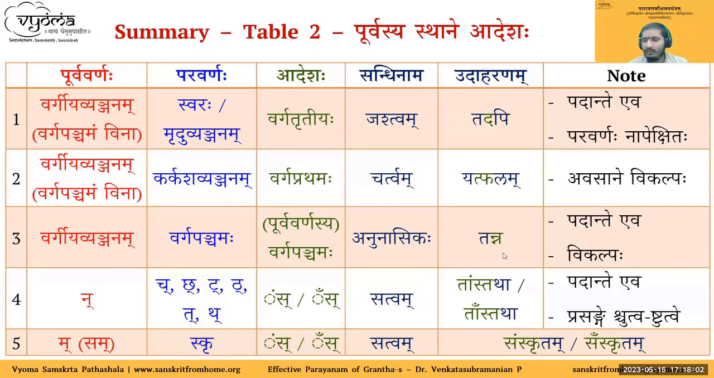So this is how the Sakara comes at the end of a pada. And once sattva is done, if there is a chance of chutva and stutva, that is, if the paravarna is cha, cha or da, da, then we have to do chutva and stutva also.